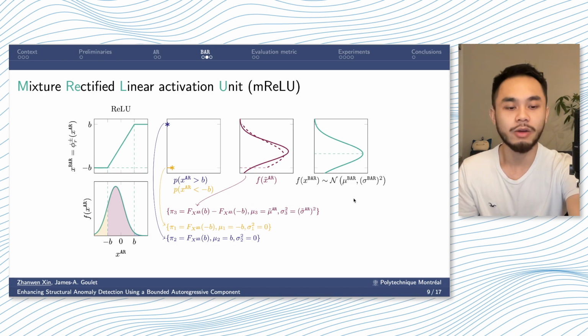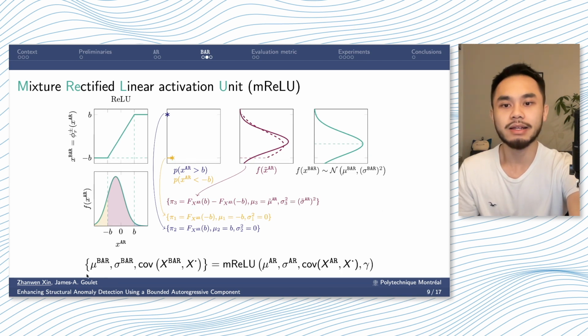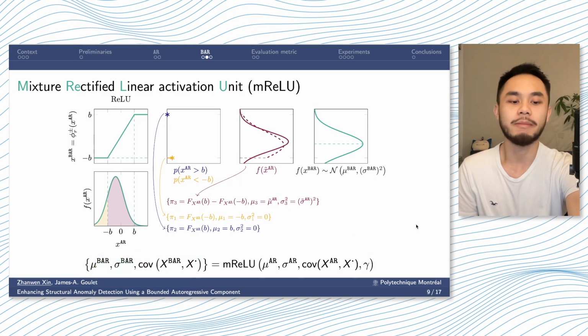And after that, we can do a Gaussian mixture of these 3 components and get our outputs, which are the moments of the BAR components. And this line summarizes the inputs and the outputs. So the inputs are the moments of the AR components as well as its covariance with other components, and a hyperparameter gamma that helps us decide the boundary values. And the outputs are the moments of the BAR as well as its covariance with other components.